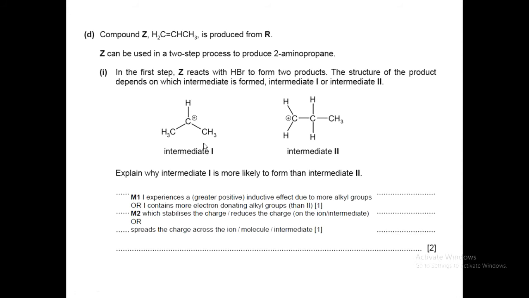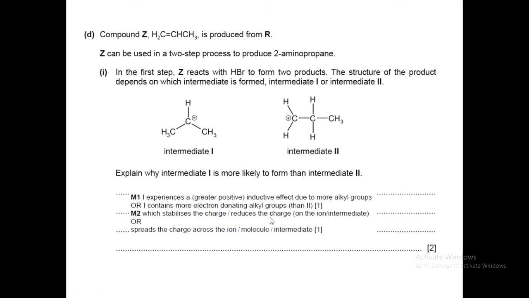You can see both of these intermediates. Basically, intermediate 1 has a secondary carbocation, while intermediate 2 has a primary carbocation. His question was why intermediate 1 is formed more as compared to intermediate 2. We know that the secondary carbocation is stabilized by the positive inductive effect of the alkyl groups. The alkyl groups donate electrons to remove positive charge on the carbon. So this carbon gets stabilized. That is why this is a more stable intermediate.